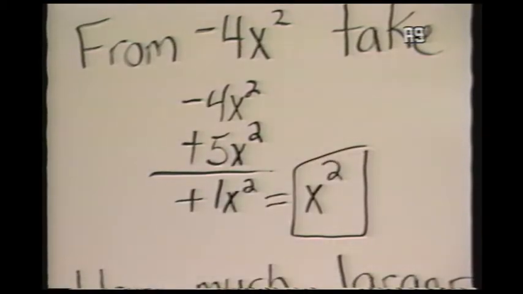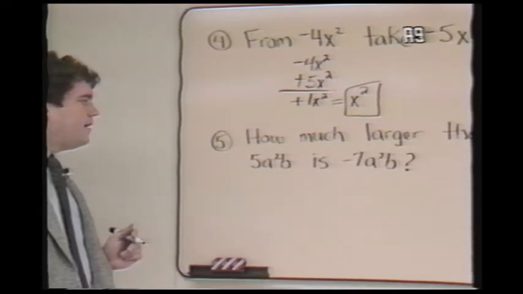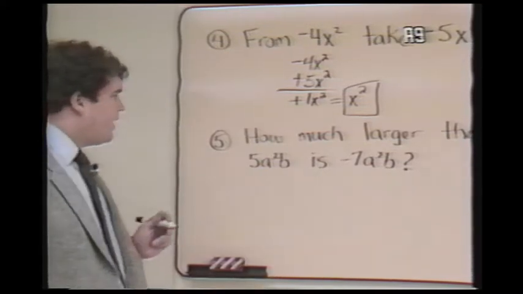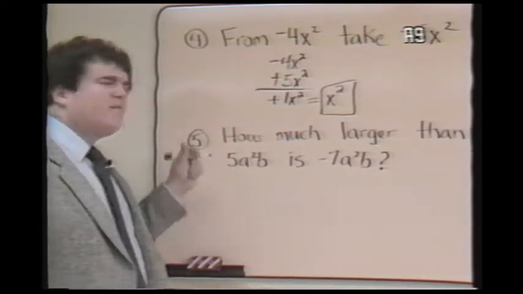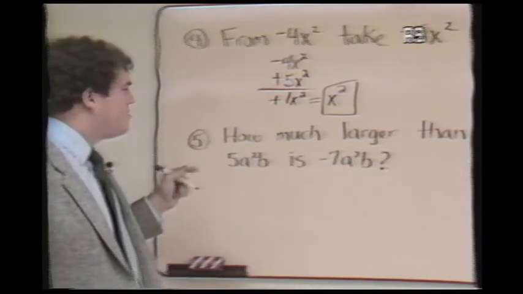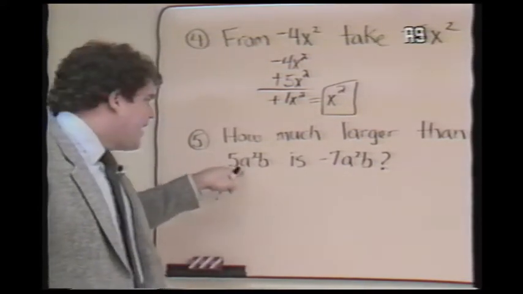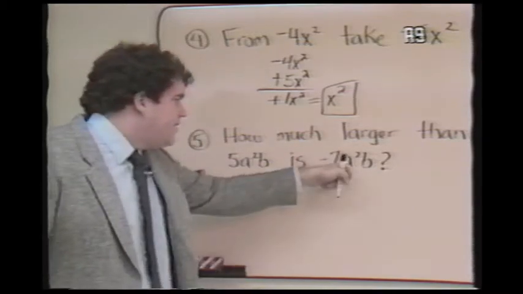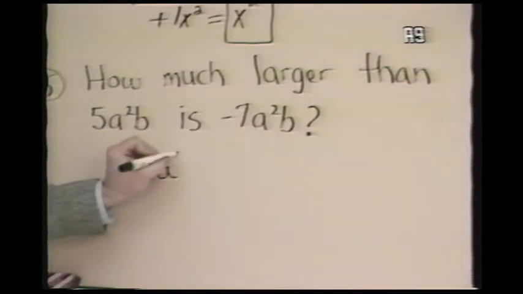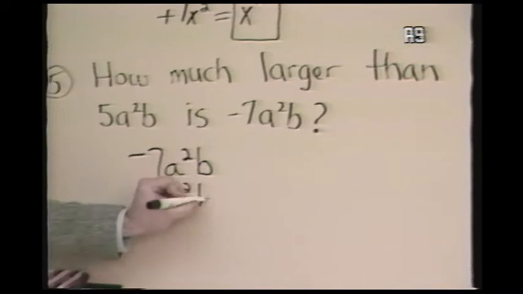There we have it. Problem number 5. How much larger than 5a squared b is negative 7a squared b? So what we have to do there, it's hard to think about this. Like if we substituted numbers, if we said how much larger than 5 is 10, you'd take 10 minus 5 to find it. So we'd have to take the same thing here. Negative 7a squared b, we're going to subtract 5a squared b.